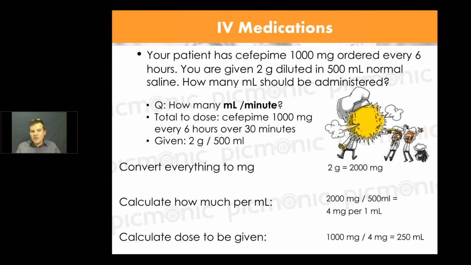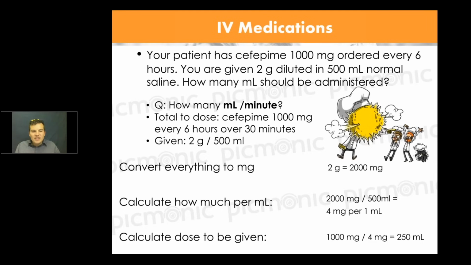If you set yourself up with the question, what's the question asking me? Okay, it's asking me how many milliliters per minute. Well, we're not there yet, so this is not the answer. We're not done. What's the total that I need to give? I need to give 1,000 milligrams over 30 minutes. So is my answer right now as we stand 250 mLs? So I need to give 250 mLs over 30 minutes, right? There's a whole other level of the question we can go into.